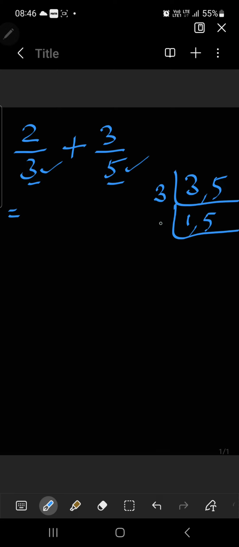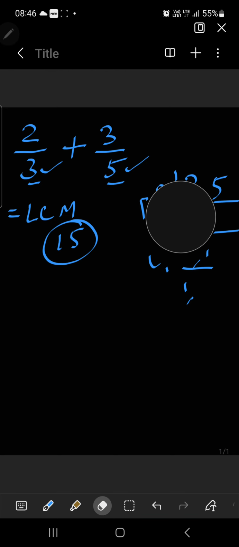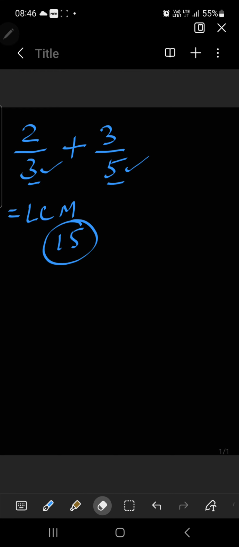Okay. I am doing it with the factor method. Okay. So 3 into 5 into 1 is 15. Your LCM would be 15. That means you have to convert your denominator to 15 in both the places, and then you have to solve.